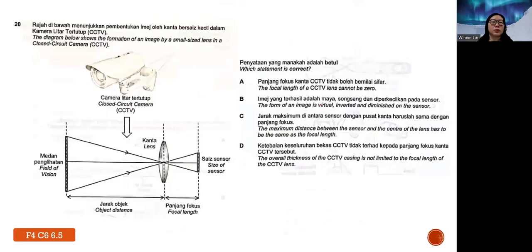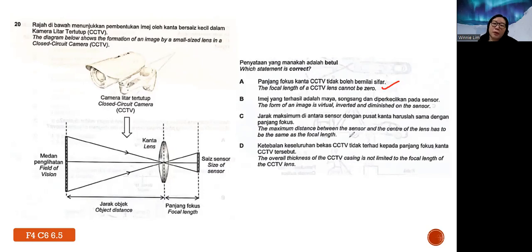20. The diagram below shows the formation of an image by a small lens in a closed circuit camera, CCTV. Which statement is correct? The focal length of a CCTV cannot be 0. So this question 20 is something new. It's about the small lens application. Of course, any lens will surely have a focal length. So that's why the first one seems to be the correct answer already. But we see the other options as well.